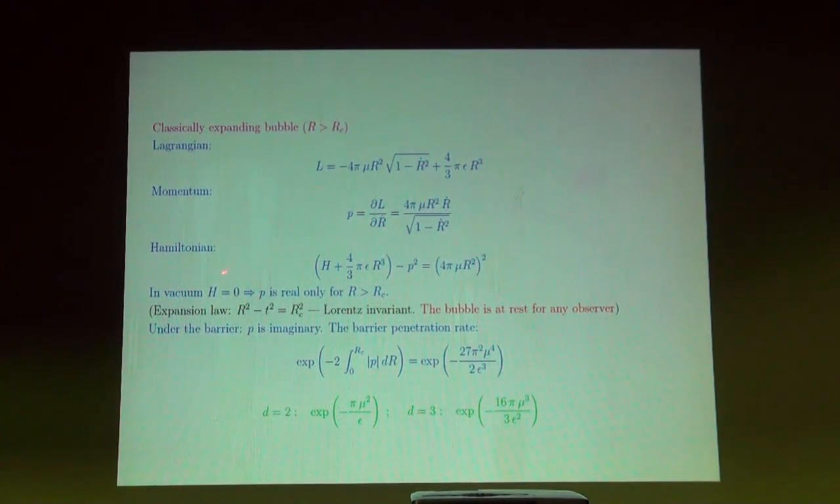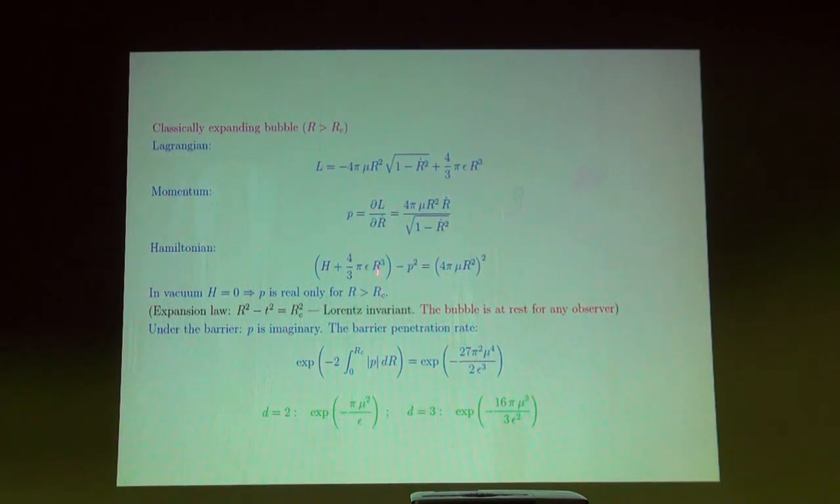But the energy of the system is zero. It's measured relative to the false vacuum, and it is zero. And therefore, one can find the momentum as a function of the radius. When the radius is bigger than the critical radius, the momentum is real, and one can easily work out the expansion law, which is Lorentz invariant. Once the bubble is nucleated with the critical radius, its subsequent radius squared minus the time after the transition squared is a Lorentz invariant quantity.